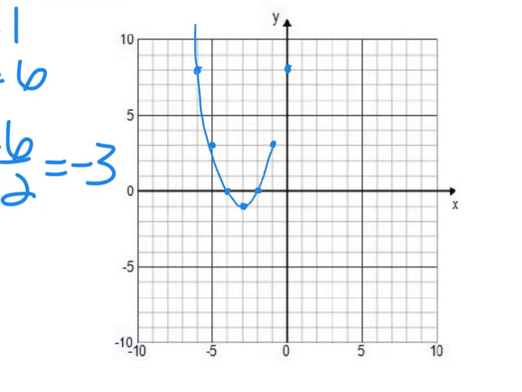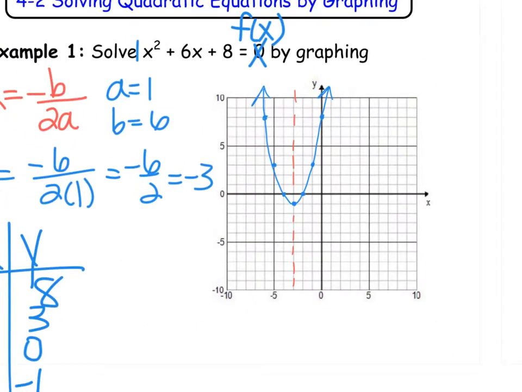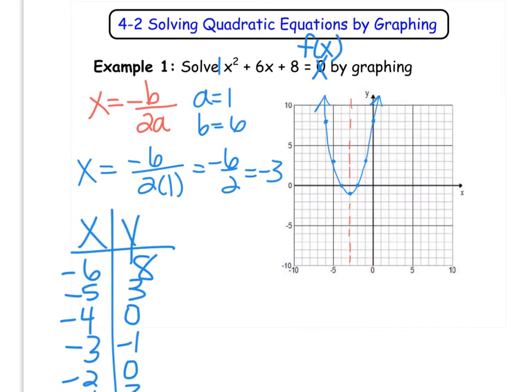You draw your line like that. And then we can also draw our axis of symmetry, which is x equals negative 3. Okay, so we're not done yet. It wasn't just to graph it. We're supposed to solve by graphing.